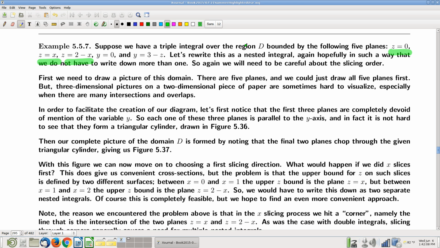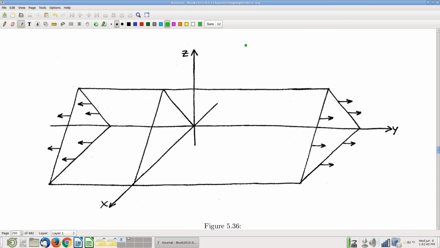Now, the fact that there's no y's in those equations means that whether or not a point satisfies those equations has nothing to do with what value y is. Nothing to do with the value of y at all. Said differently, you can change y however you want, and it doesn't affect whether the thing is or is not on the surface. Or said differently, these surfaces are all parallel to the y-axis. So that helps a lot, the fact that these are parallel to the y-axis.